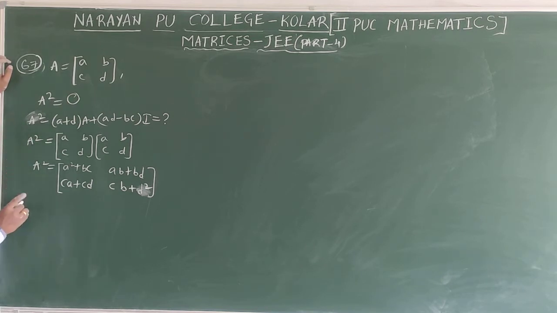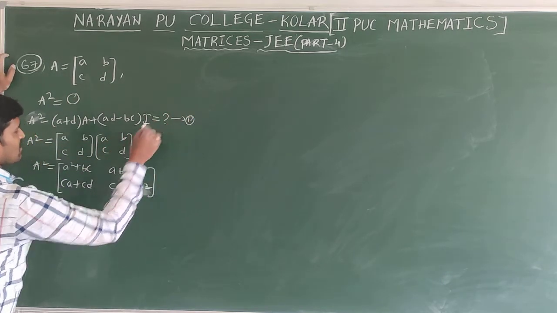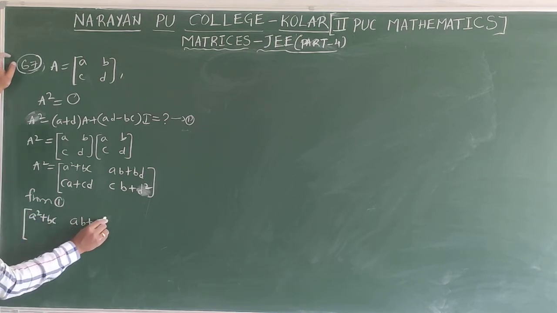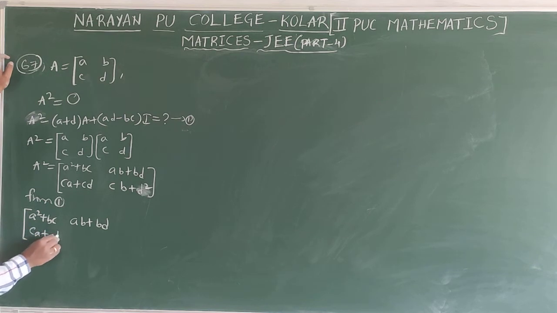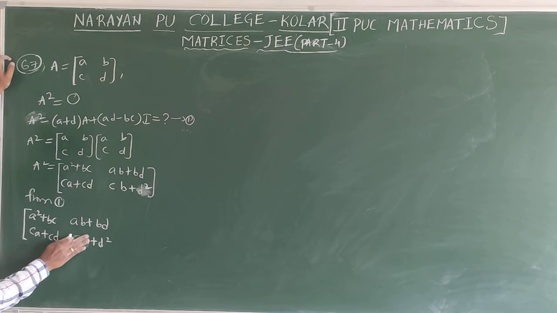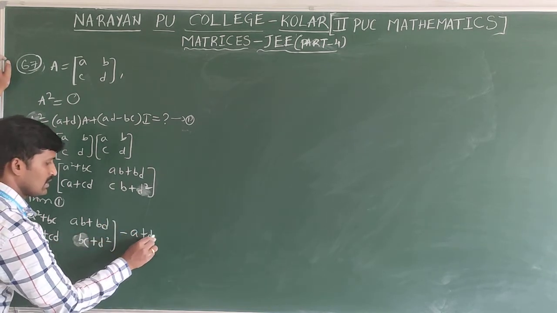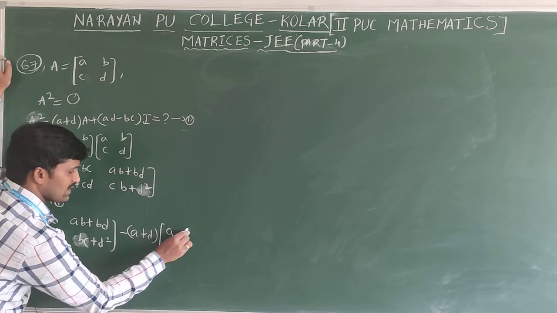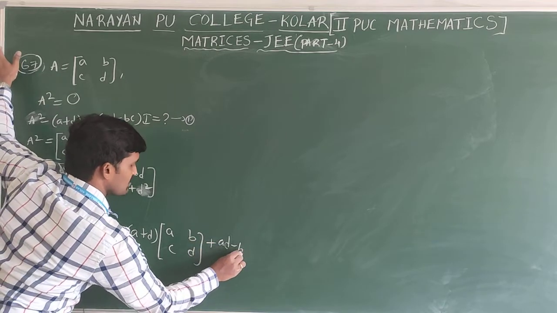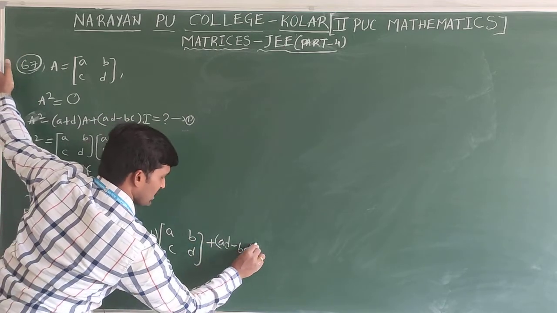Now take that equation from this one directly. Again I am not writing the equation. First, A square is there. What is A square? A square plus BC, AB plus BD, CA plus CD, CB plus D square. CB or BC, no problem. Minus (A plus D) into A matrix. What is the A matrix? A, B, C, D, plus (AD minus BC) into the identity matrix. Later we will multiply that.